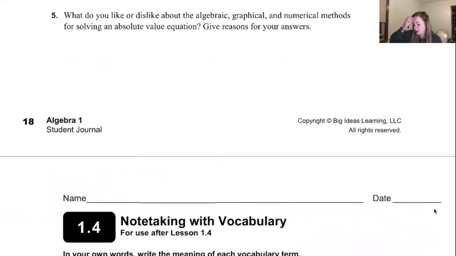And so be prepared to answer this question here in class today. What do you like or dislike about the algebraic, the graphical, and numerical methods for solving an absolute value equation? And give your reason. So I really want you guys to think about this question and determine which way you like and prefer for yourself. There is no right or wrong answer because it's based on preference.